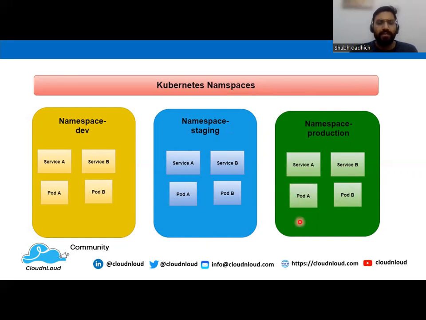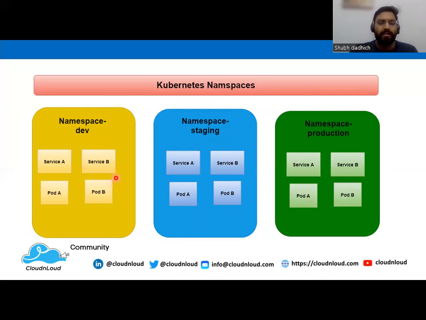So there are some key features of Kubernetes namespaces, which are isolation. Namespaces provide a way to isolate resources so that different teams or projects can work independently of each other. Access control. Namespaces can be used to define access control policies and restrict access to specific resources. You can also set a resource quota for each namespace, which ensures that a namespace doesn't consume all the resources of the cluster.